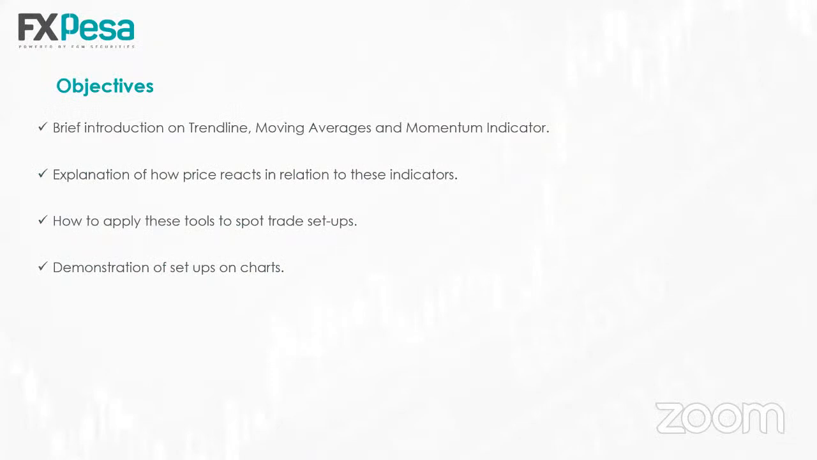So the objectives of this session are to understand the trend line, the moving average and momentum, because those are the indicators or the tools that we'll be using in this strategy. Explain how price reacts in relation to these indicators, how to apply these tools to spot trade setups, and demonstrate some of these setups on the charts.